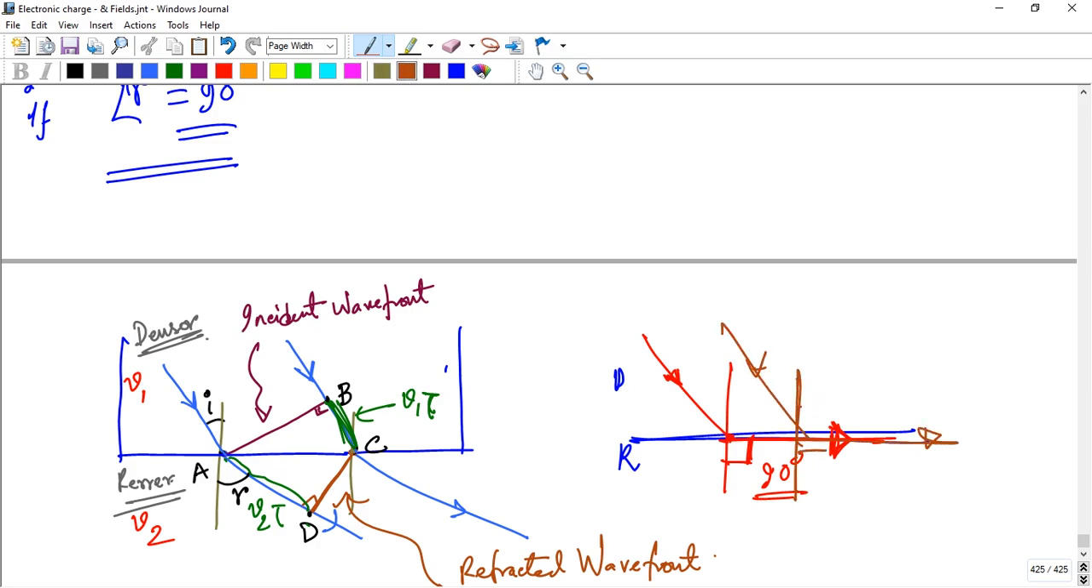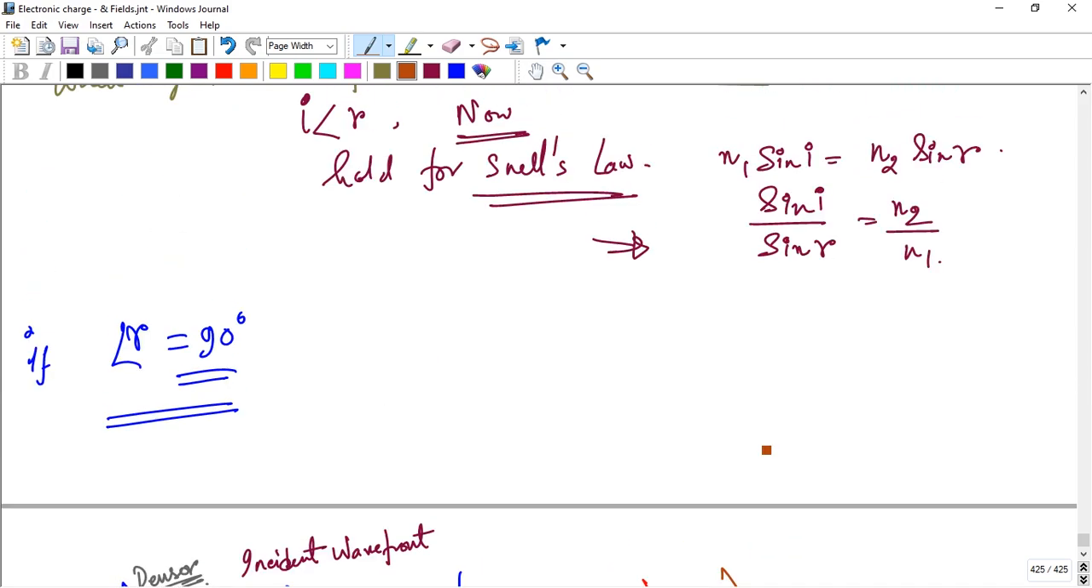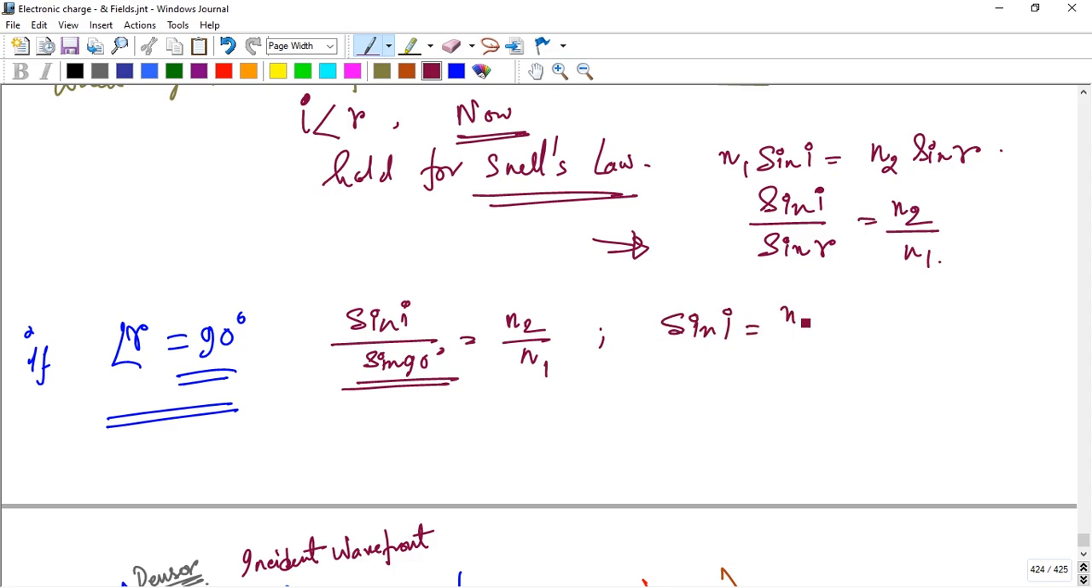Similarly, in this case R is 90 degree, so we get sin I by sin 90 degree equal to n2 by n1. Since sin 90 is 1, sin I is equal to n2 by n1, and this incident angle I is called the critical angle.